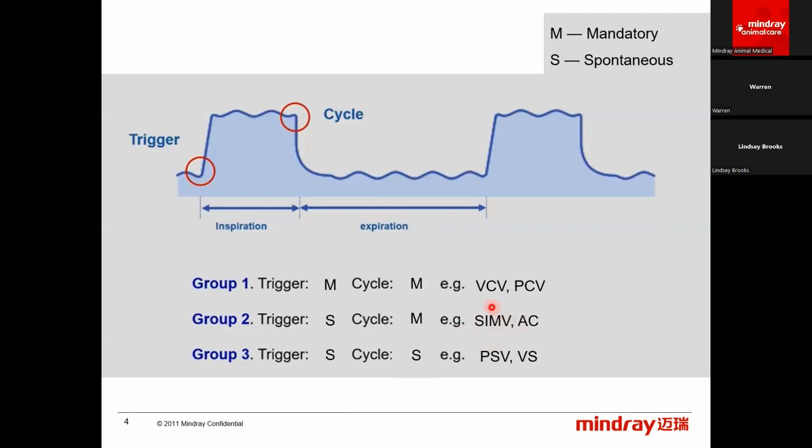Those are the synchronized intermittent mandatory ventilation mode, which we'll get to. That is a mouthful, I know. And assist control, which not all of our machines have. Actually, I don't think any of our machines have assist control, but it is a spontaneous trigger with a mandatory cycle.